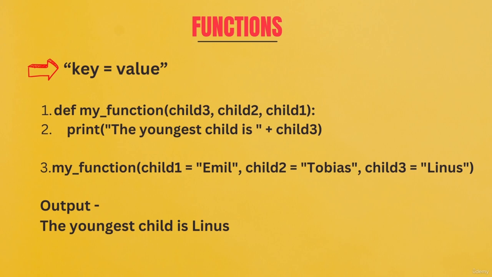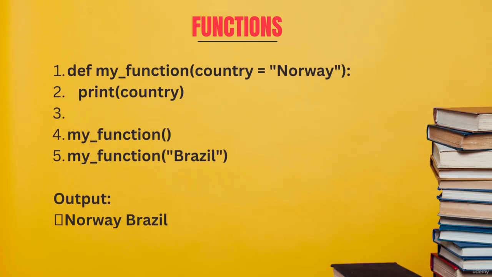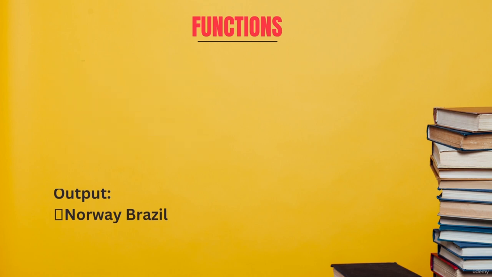We can also set an initial value to the parameter. As such, if we don't pass any parameter on that function call, then the function will use the default value. For example, this one. As we can see, we called the function but didn't specify any values to country. Since there were no parameters passed, the function used the Norway string as a default. You can also send lists, tuples, dictionaries to a function as well.